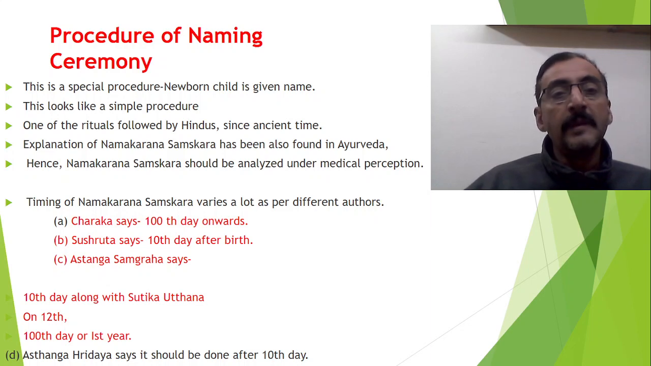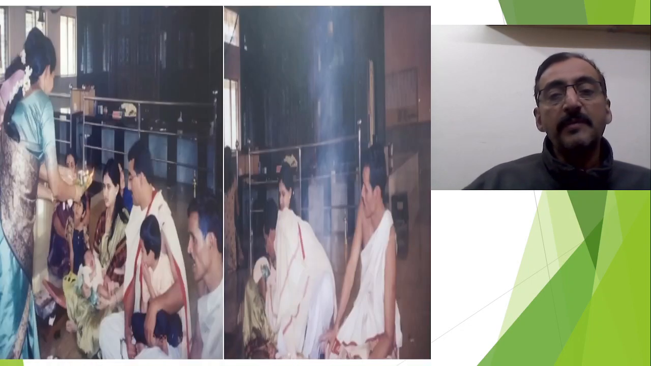Now these are some of the pictures of Namakarana Samskara, where a specific name will be given. Husband and wife have to sit, and the mother has to take the baby on her lap, and then particular ritual procedures will be done, and then a particular name will be given to the child. And these are some of the other pictures.